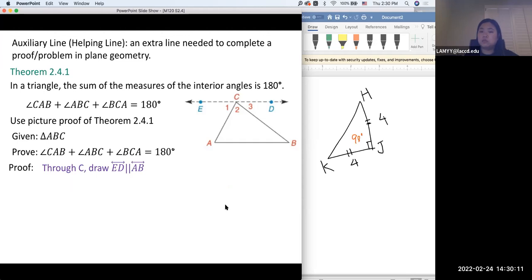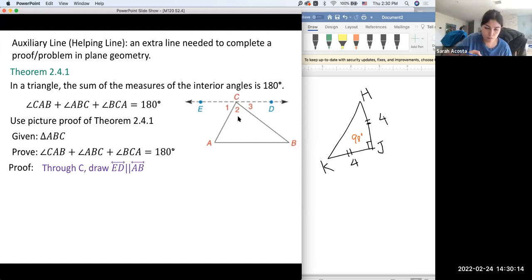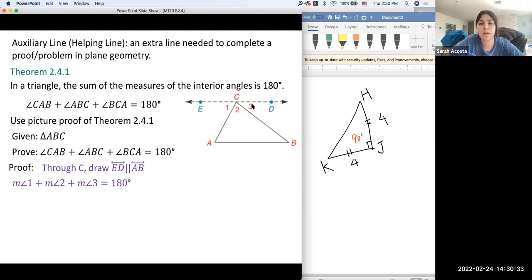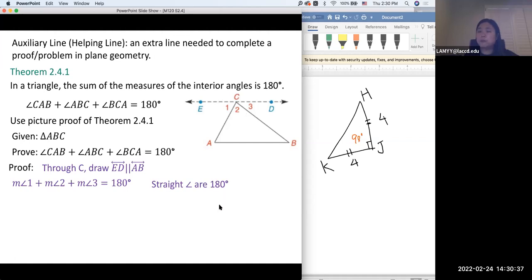Okay, one more time. Angle 1 is congruent to angle CAB, and angle 3 is congruent to angle CBA, because of alternate interior angles. And also, we know the measure of angle 1 plus angle 2 plus angle 3 equals 180. What is the reason? It's a straight angle. Straight angles are 180. Good.